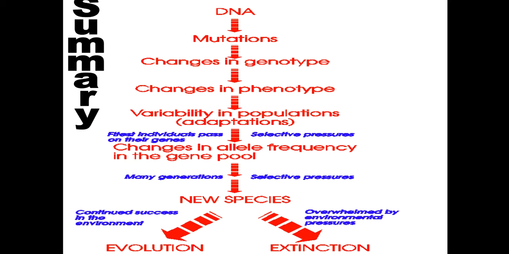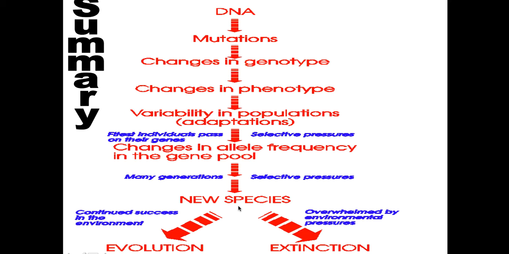Okay. Let's see what it says here. It's really small. The fittest individuals pass on their genes. And then we have selective pressures. So changes in the allele frequency in the gene pool. So the most fit organisms or individuals will reproduce and pass those genes on to the next generation. That's changing the allele frequency in the gene pool. After many generations, and even more selective pressures, we have new species, which means that the two separate species rather, will not mate, and they now look different.